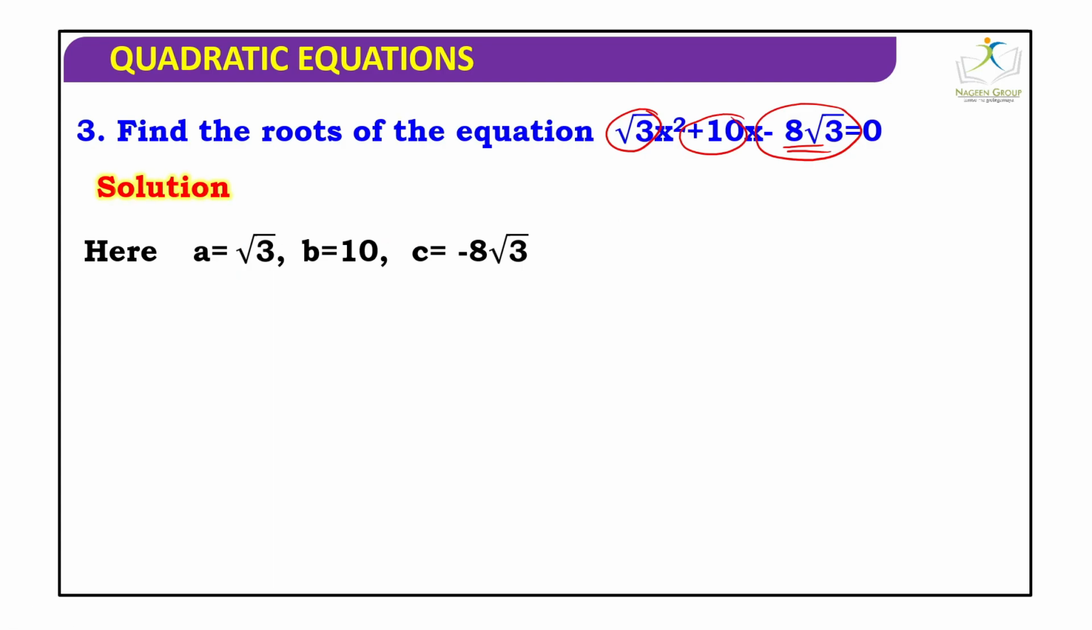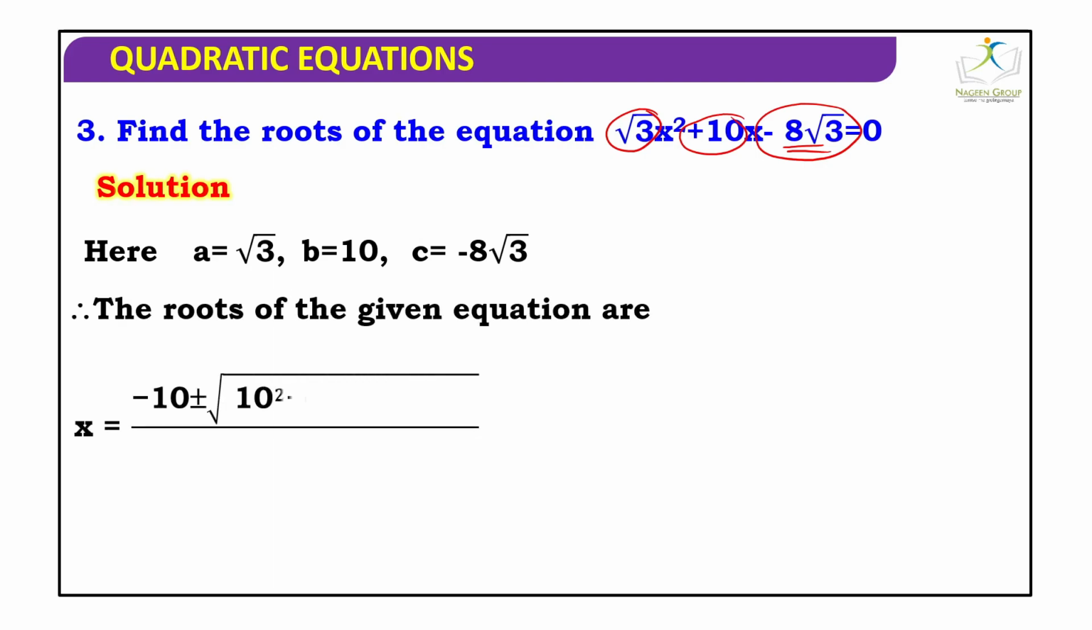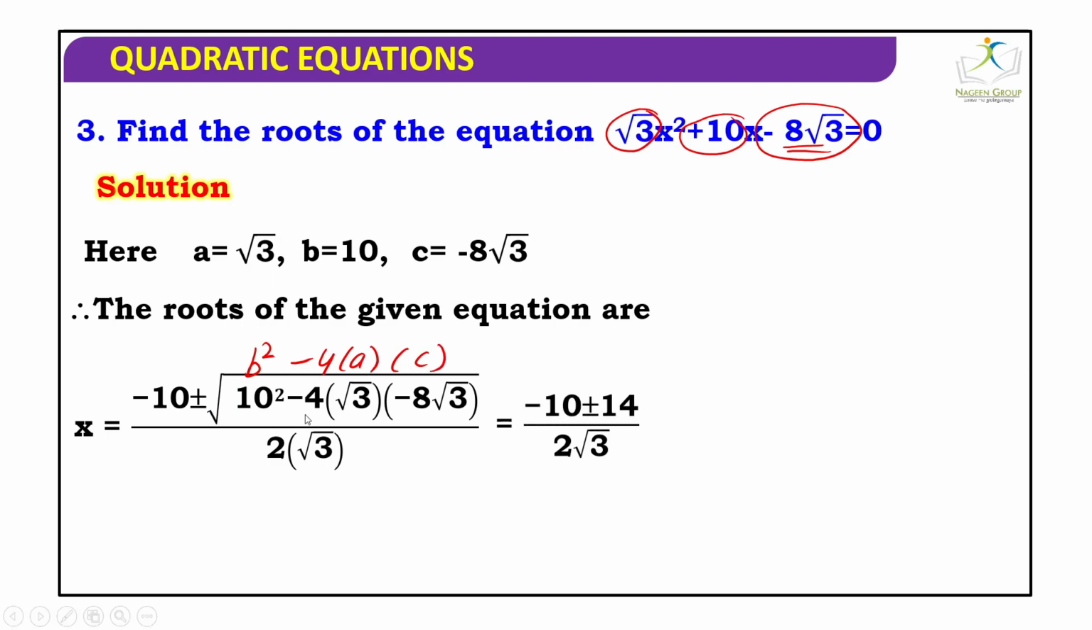Now understand how to find the roots. We use the quadratic formula, which is minus b plus minus under root of b square minus 4ac. So this is b square, right? Minus 4 times the value of a, then the value of c. So this will be equal to minus 10 and here we are solving 10 square, which is equal to 100 minus minus plus 8 times 4 is 24 into root 3.